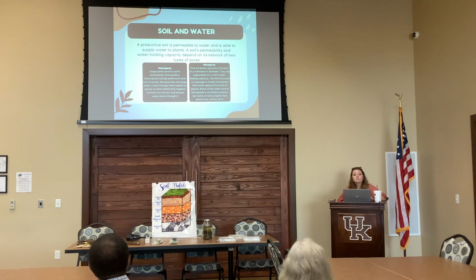You have micropores and macropores. Obviously, the macros are going to be a lot larger and the micros are going to be a lot smaller. The larger pores control the soil's permeability and aeration. You want aeration because without oxygen, nothing will live. It will kill off all the organisms and will make all of your soil nutrients lock up to where they can't be used by the plant either.